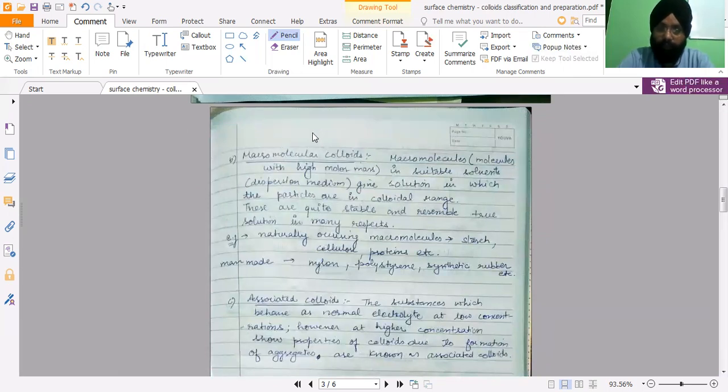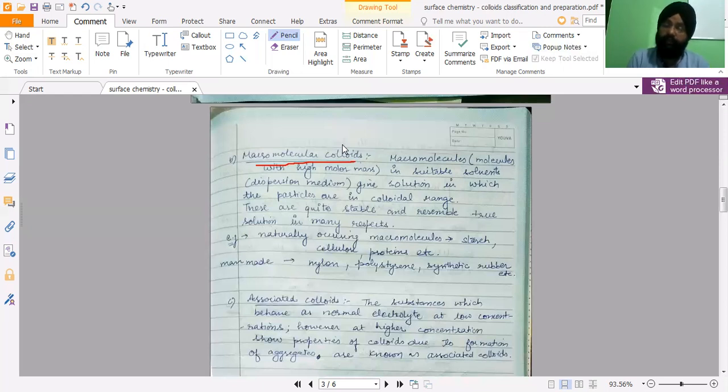Macromolecular colloids: those having high molar mass are known as macromolecules. When these macromolecules are dissolved in suitable solvents, they form a solution. And because these macromolecules are in the range of colloidal particles, these solutions are colloidal solutions, and the solvent becomes the dispersion medium. Naturally occurring macromolecules are starch, gum, cellulose, and protein.